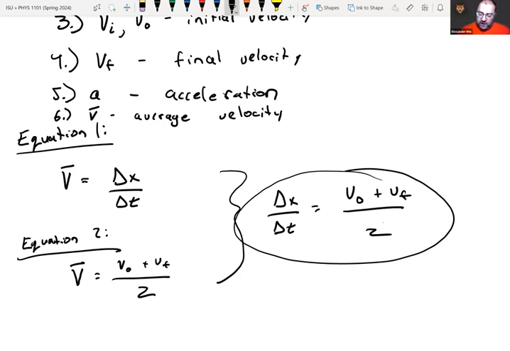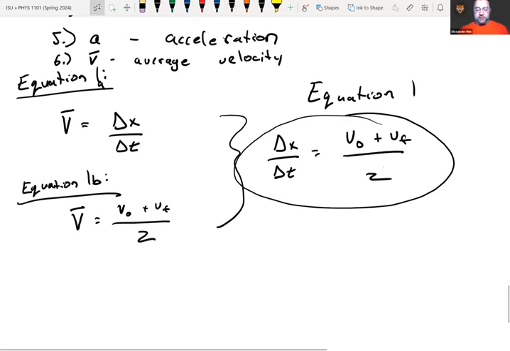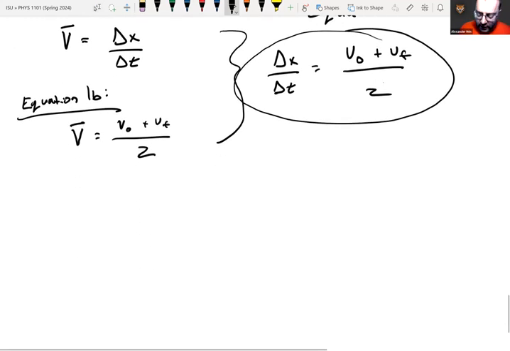Okay. So I'll actually call this equation 1A and equation 1B. And then this one would be equation 1. All right. So this first one is the equation that's more important to use. All right. Equation 2.